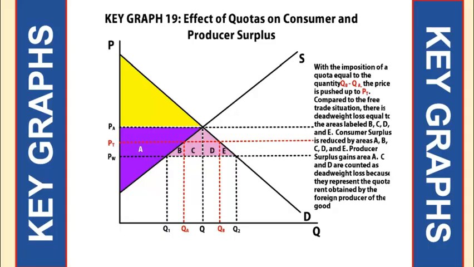So there is key graph 19. Again, pause here if you need to, and then we'll come back and wrap it up.